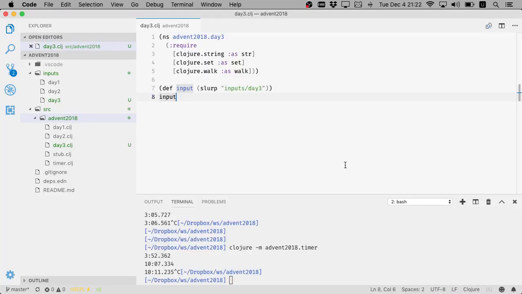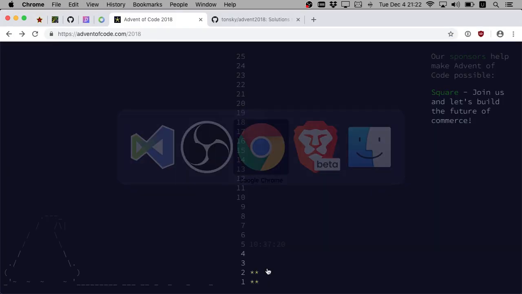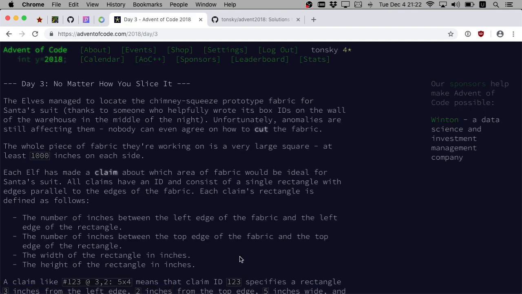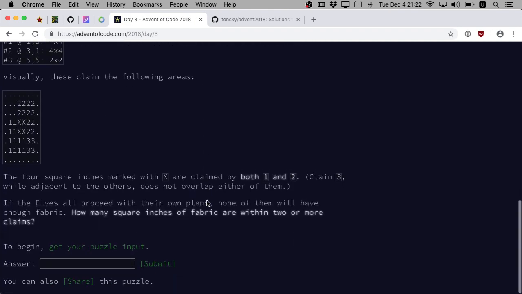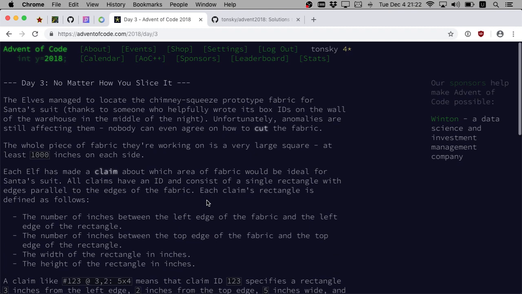Hi everyone, this is day 3 of Advent of Code. Let's see what it's about. We start the timer. And let's go read the task. Okay, it sounds hard.